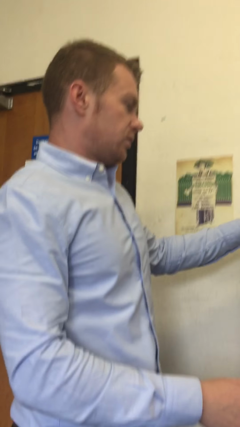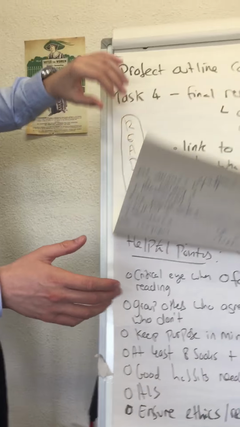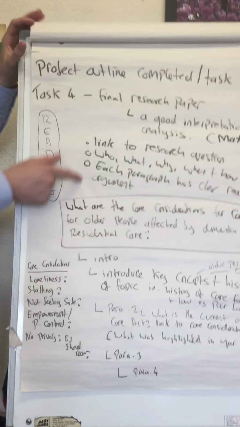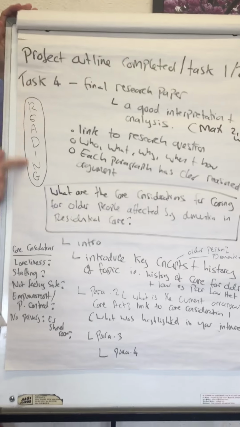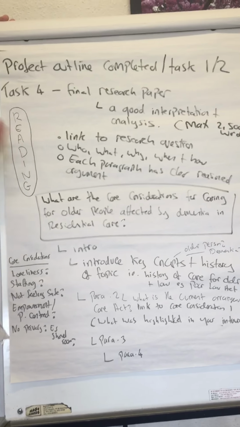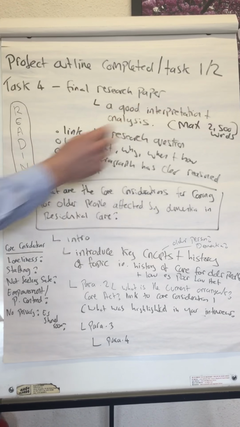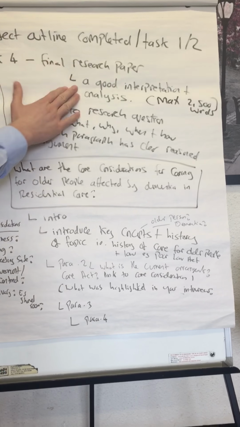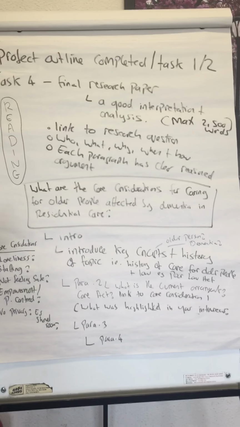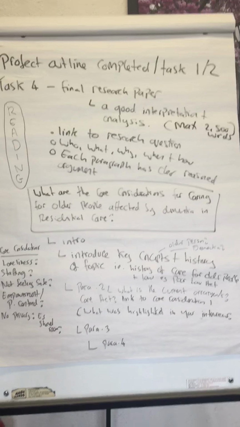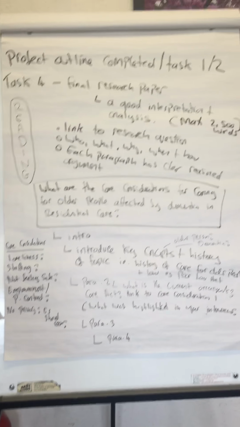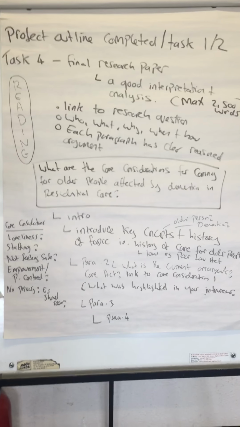Okay, so just going through the project itself. Again, reading. I think there's a theme permeating through this little vlog about you having to read your books and your journals. So you've got the word count of 2,500 words. You've got to have a good interpretation of analysis. You've got to make sure it's linked to your research question: the who, the what, the why, the when, and the how.